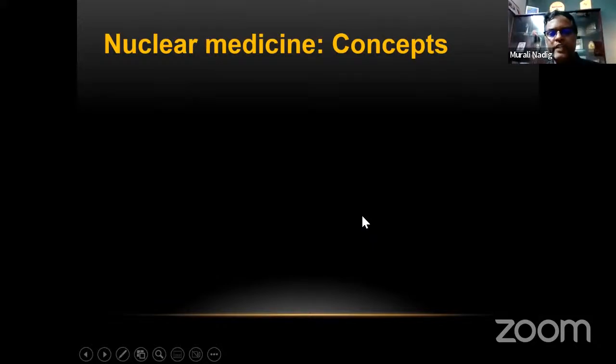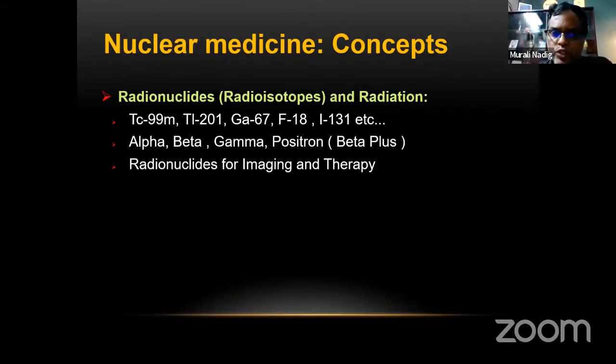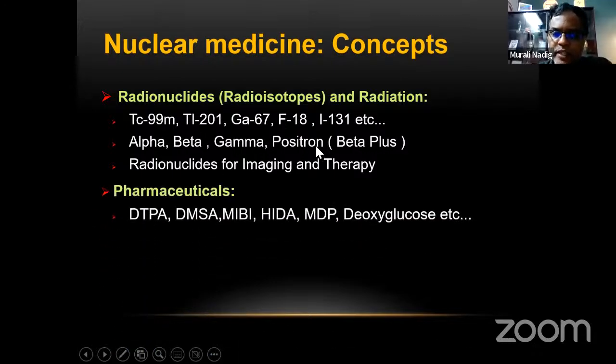So to begin with, I just wanted to start this topic with a brief introduction on the concepts of nuclear medicine. In nuclear medicine, we use different radioisotopes, usually of short half-life, like technetium-99m, thallium, gallium-67, fluorine-18, gallium-68, and so many others. These isotopes emit different types of radiation like alpha, beta, gamma, or positron. Depending upon what type of radiation they emit, we use them either for imaging or for therapy. For example, technetium emits gamma rays and it is suitable for imaging.